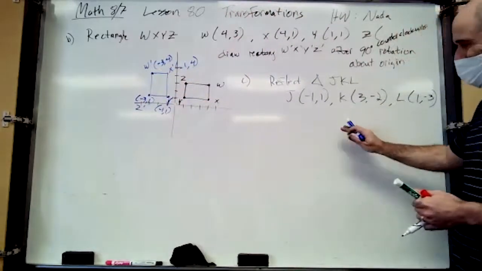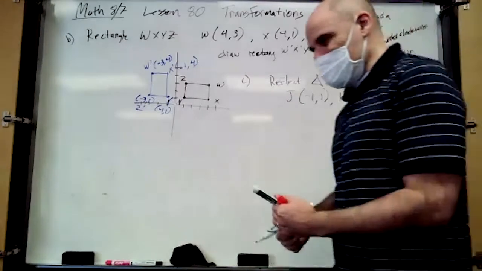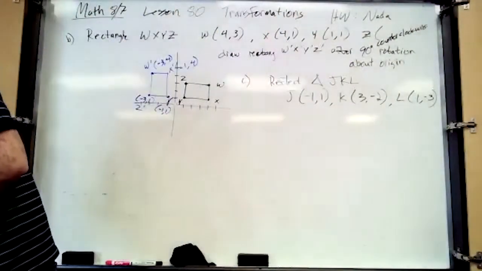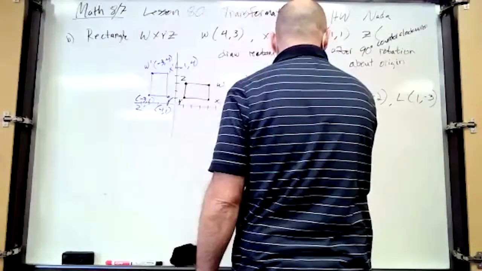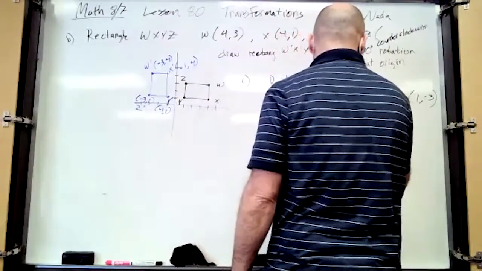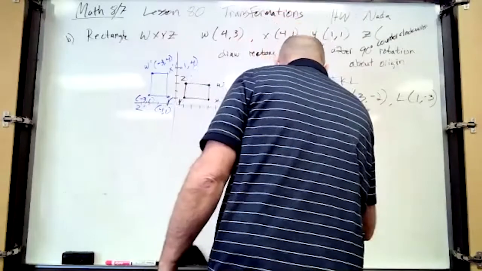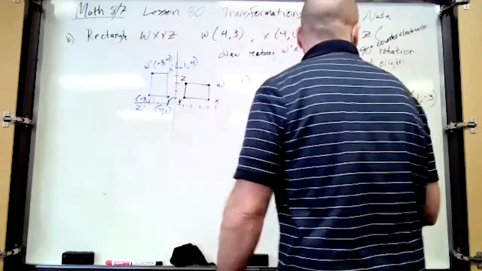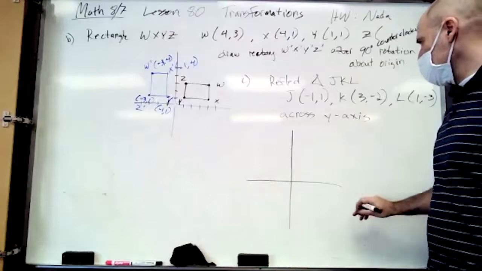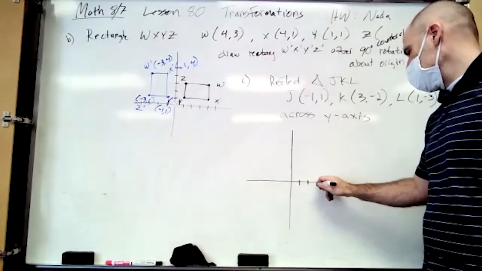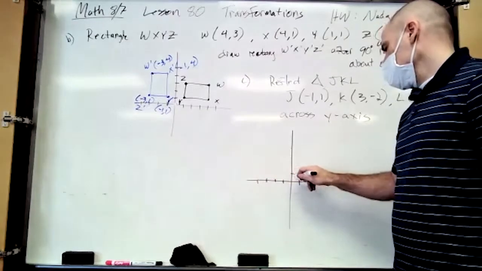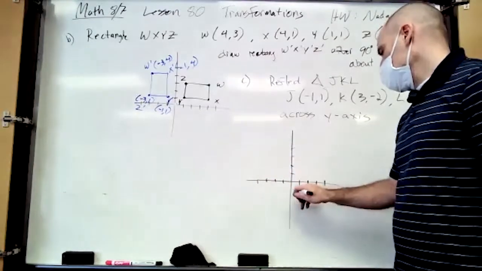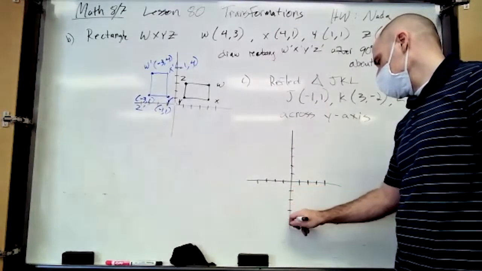Okay, now we're going to reflect triangle JKL, but we need a place of reflection. Where are we going to draw the mirror? Well, it's over the Y-axis. So we're going to reflect it across the Y-axis. Okay, so let's draw our triangle here. So let's see, 1, 2, 3, 4, -1, -2, -3, -4.